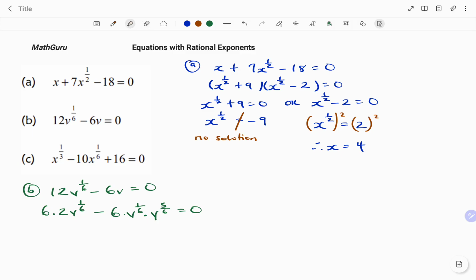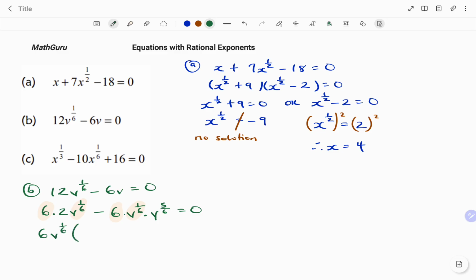Common factor here will be 6v to the power of 1 over 6, and that is common to both terms. So I'm going to factor out 6v to the 1 over 6.